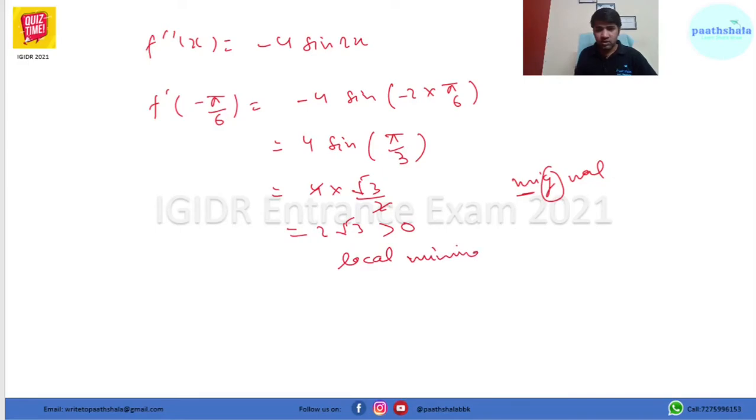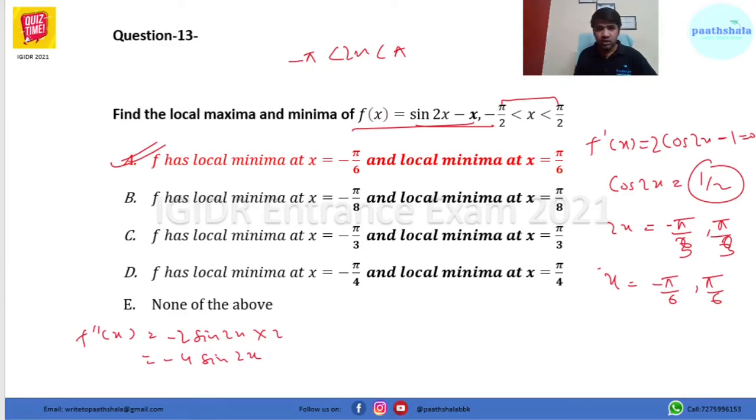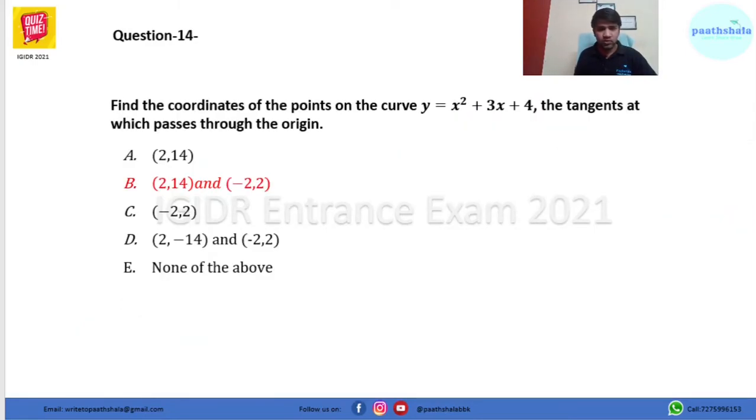Now the next point, you don't need to check it, you can simply mark it, because you can see that here it will be local minima. So option A is the right answer. Now let's move to the next question, that is question number 14.